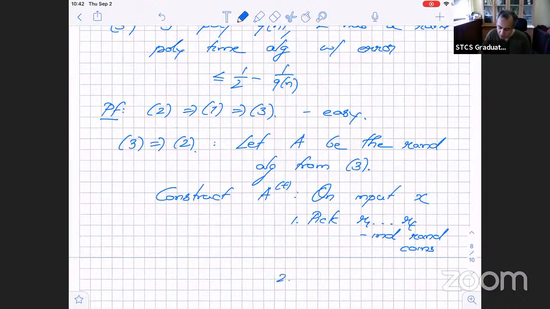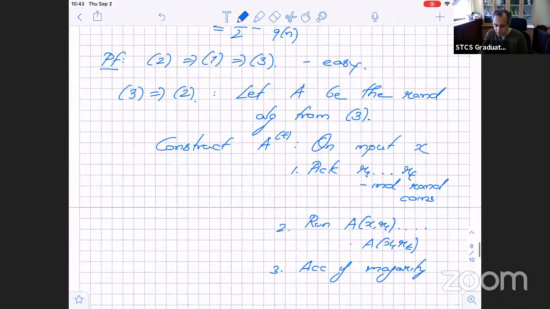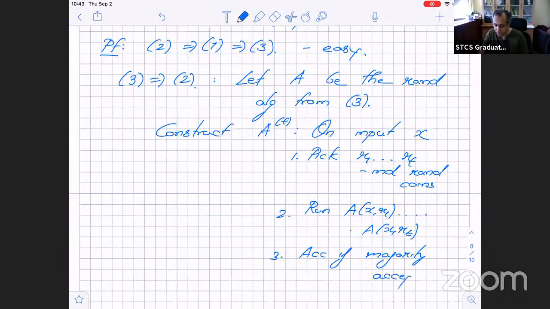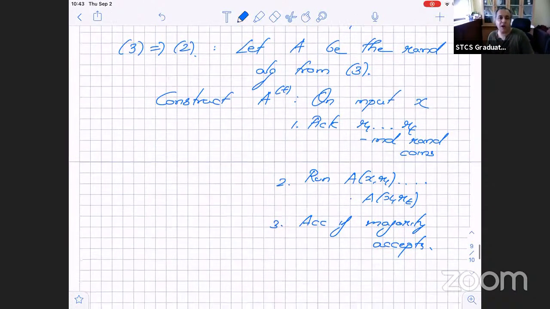And run A of X R1 all the way, run on the algorithm one. Do T independent runs of the repetitions of the algorithm on the T different random points, and accept if the majority accept. Okay. People with me? Now what we want to ask is, what's the error of this algorithm A of T?